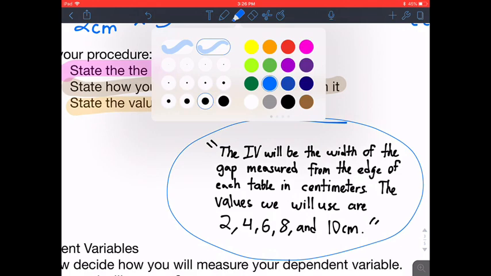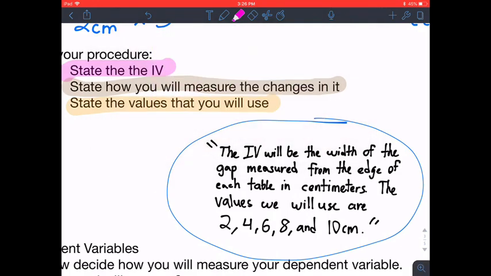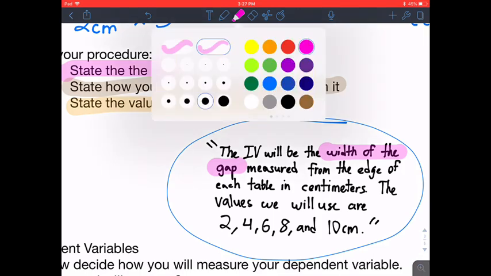So first, highlighted in pink, it says state the independent variable. Well, this person says the IV will be the width of the gap. So I'm going to highlight that in pink. Next, it says to state how you will measure the changes in the independent variable.